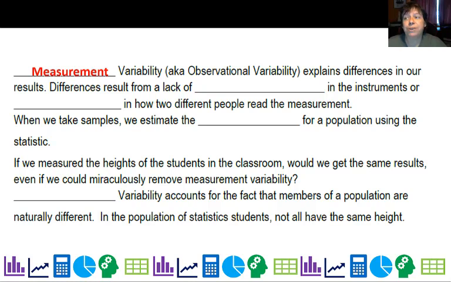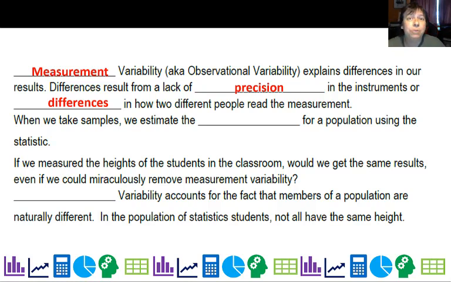So measurement variability explains differences in our results. So they can result from a lack of precision in the instrumentation, like I described before, or differences in how 2 different people read the measurement. So there are some measurements that we take by eyeball, or even if we're trying to use a ruler, sometimes we're not quite sure which marking we want to go to.